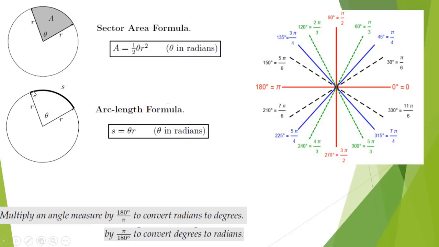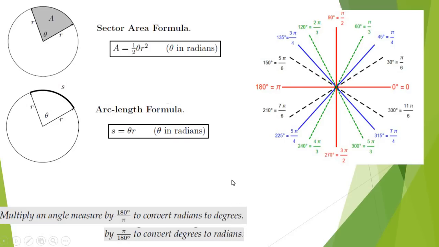And if we wanted to determine the arc length S, we will simply use this formula: S equals theta R. Again, the angle should be expressed in radians. These are the two very important formulas for determining the sector area and arc length.